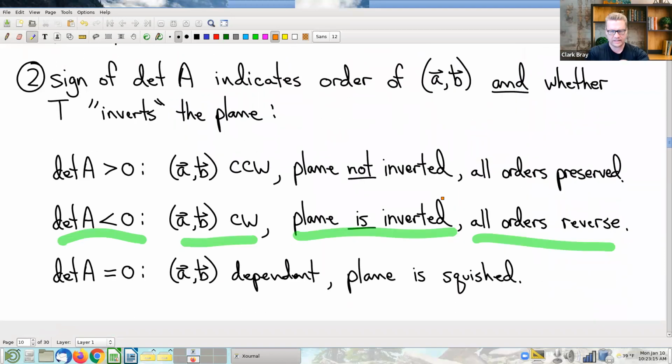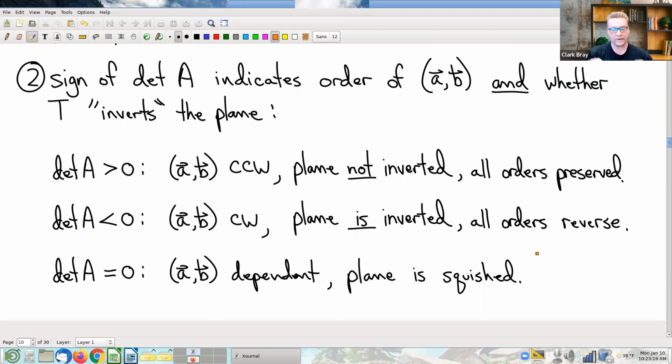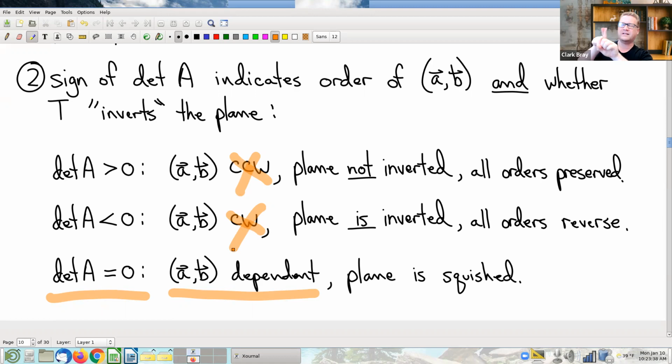Okay. All right. So again, I hope this is a reminder review from Math 218 linear algebra class. And of course, there's a third possibility. It could be the determinant is 0. Now, if the determinant is 0, this is kind of the anomalous case, and it means something's bad. So in particular, it means that these two vectors are neither counterclockwise nor clockwise, and therefore they're dependent. And if they're dependent, then that means that, well, either they're parallel or one of them is 0, something like that, and the plane is squished. So it's the something's gone terribly wrong possibility.